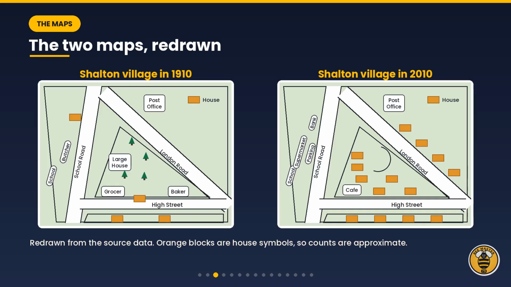I have redrawn both maps so we can read them clearly. On the left, Shalton village in 1910. On the right, the same area in 2010. Take a moment to look at the shape of the roads. School Road runs down the left, London Road cuts diagonally across, and High Street runs along the bottom. Together they enclose a triangle in the middle, and that triangle is where most of the change happens. Please note that the small orange blocks are house symbols, so any count I give is approximate.